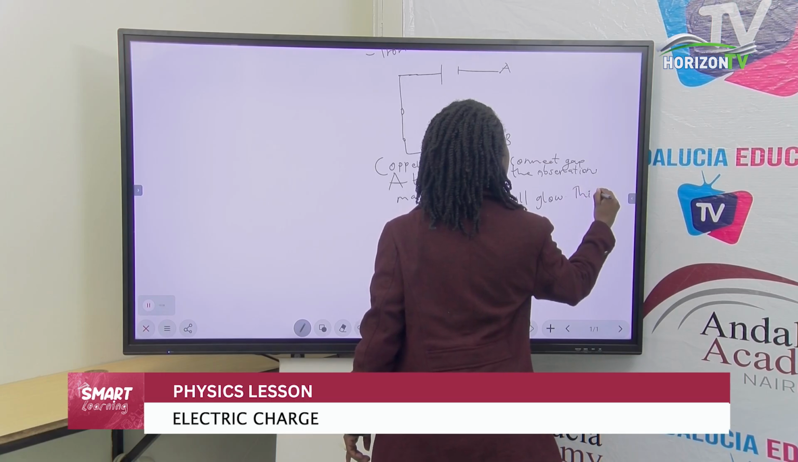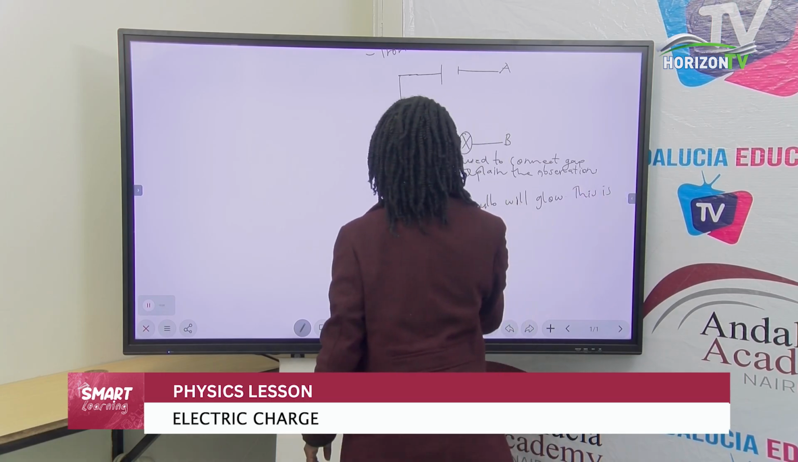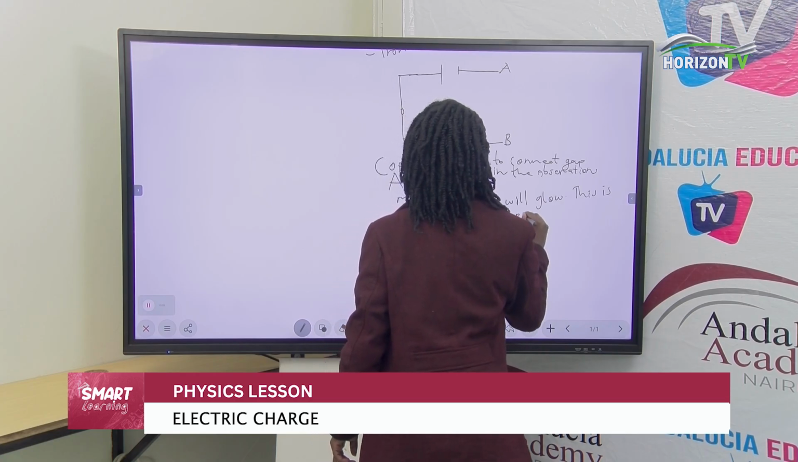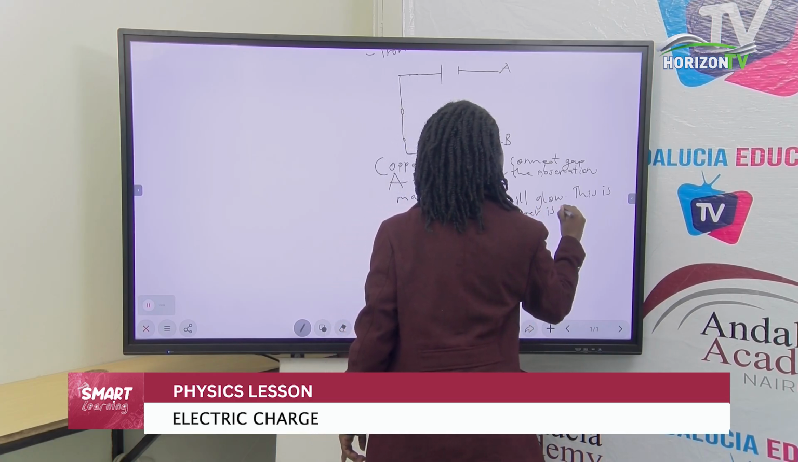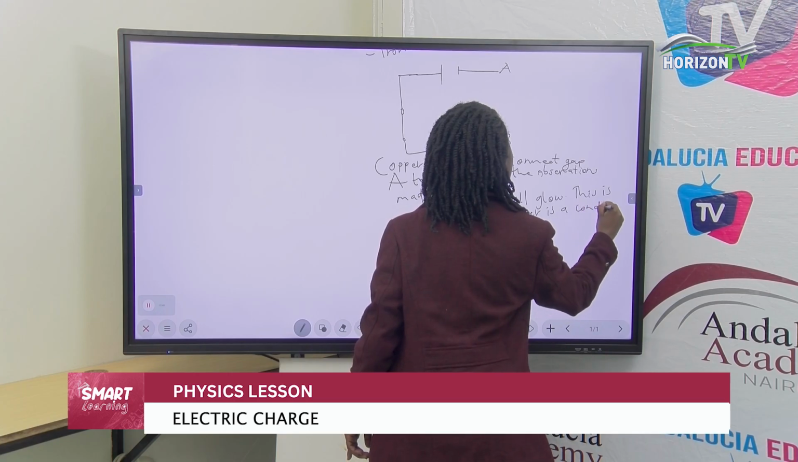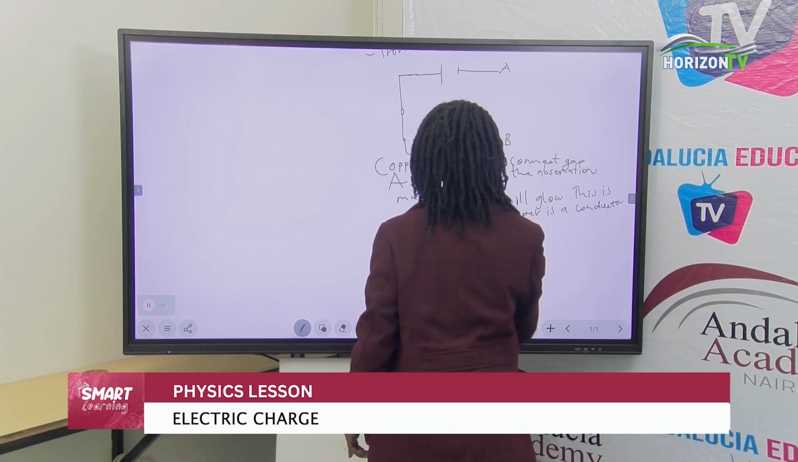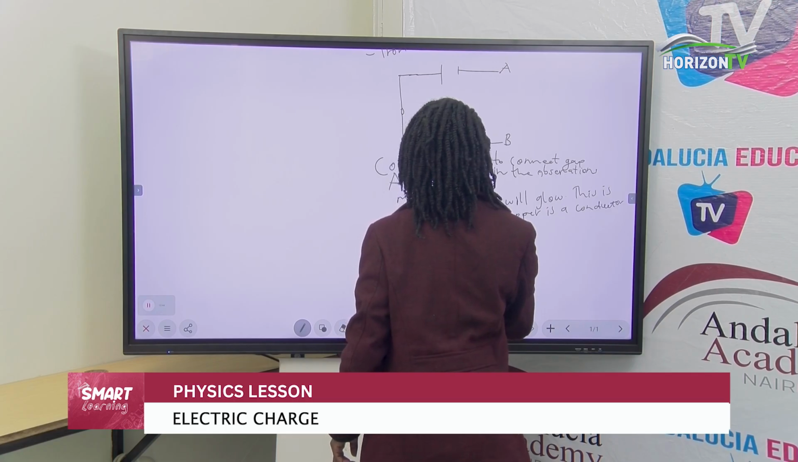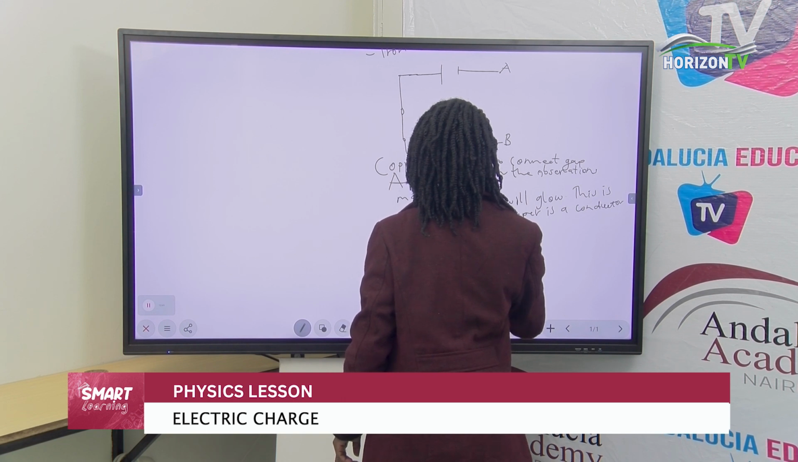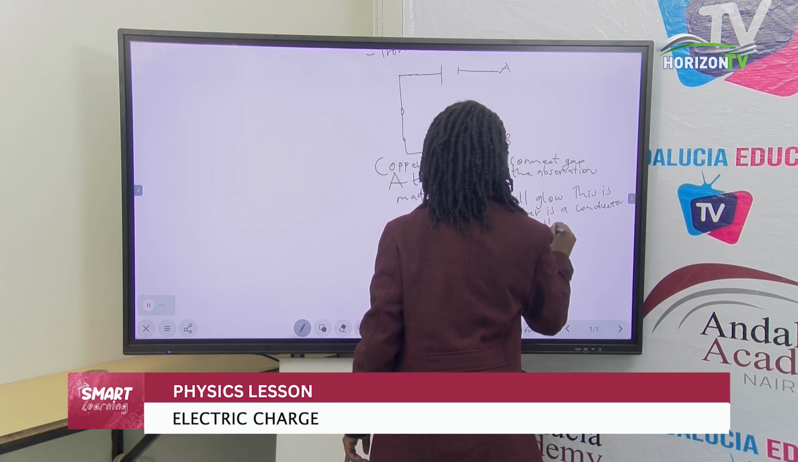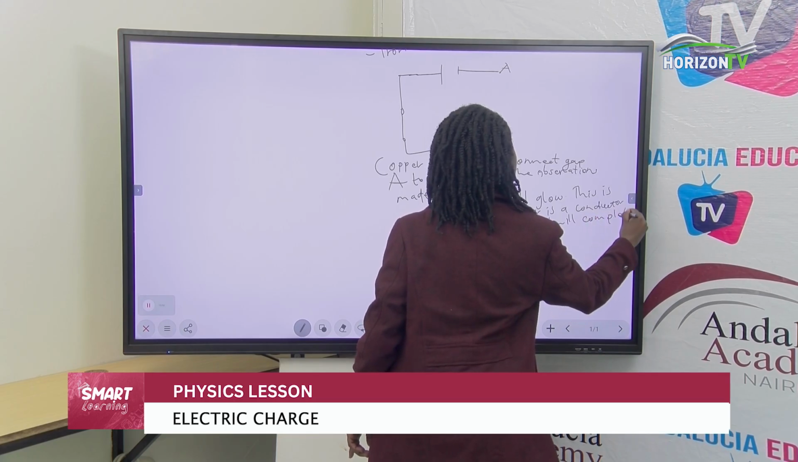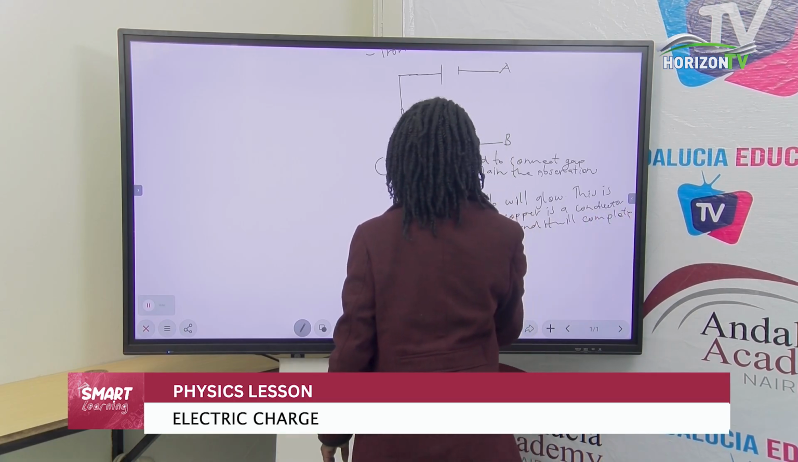So you say here, the bulb will glow. This is because copper is a good conductor of electricity, and it will complete the circuit.